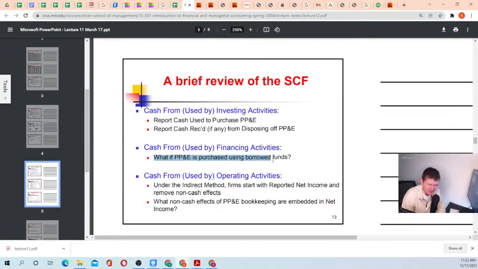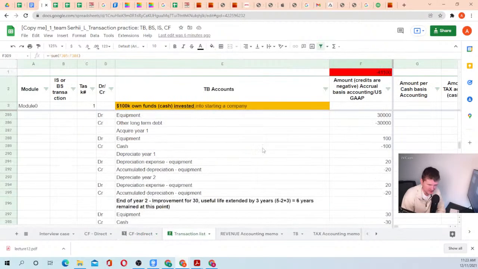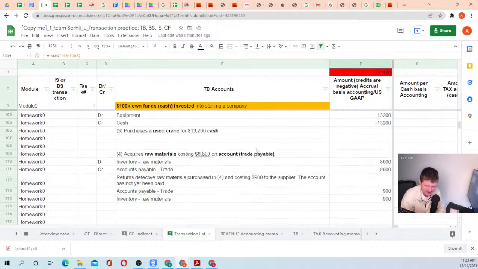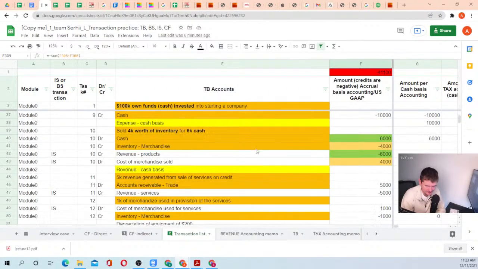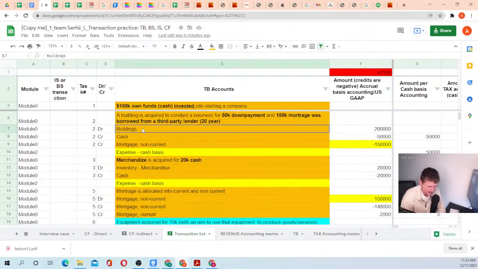What else do we have here? What if PP&E is purchased using borrowed funds? We have two scenarios. One, if we got borrowings from a third party, like a similar transaction in our transaction list at the beginning of our lectures, where we bought a building on mortgage. Here it is: building cost 200,000. We paid 50,000 cash, and we borrowed 150,000 to finance that. The borrowing came from a third-party lender.